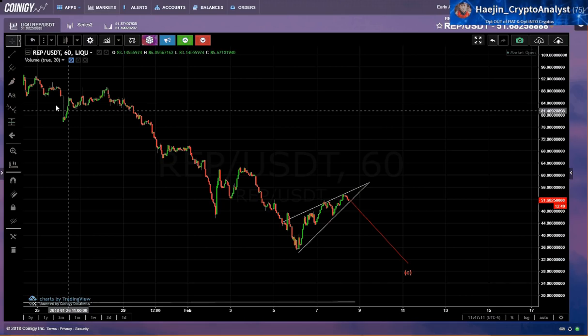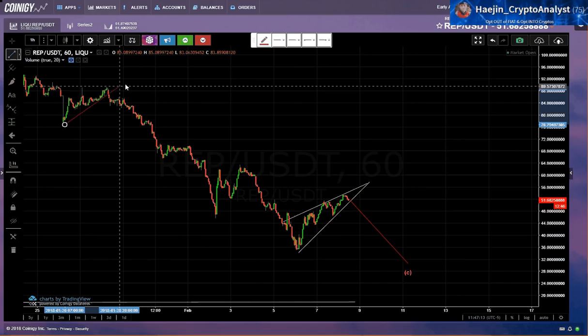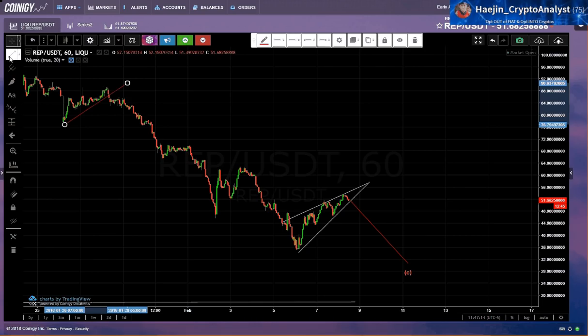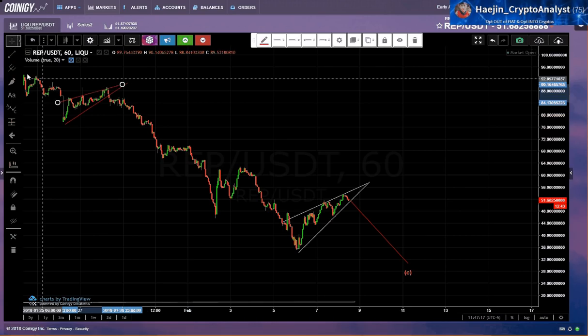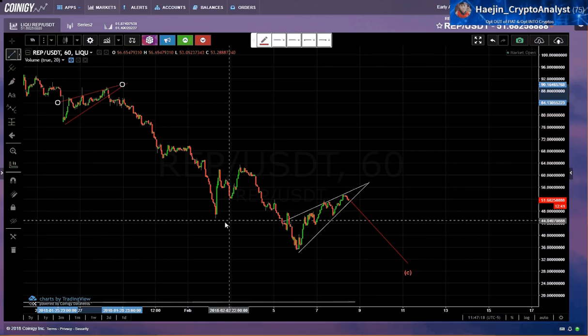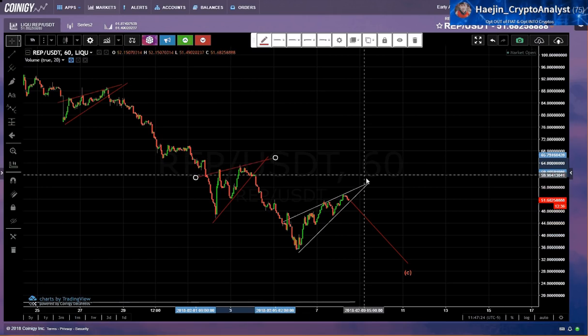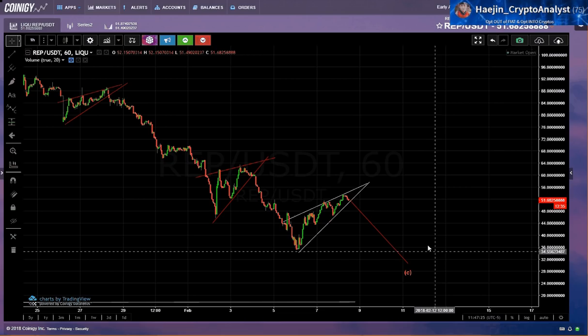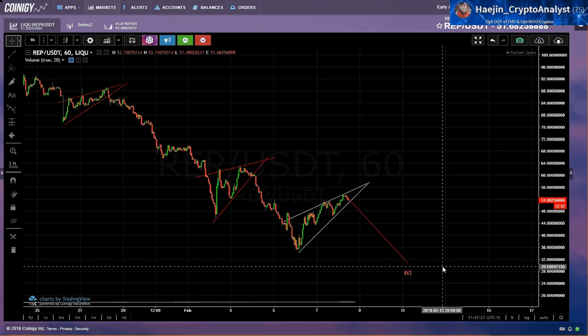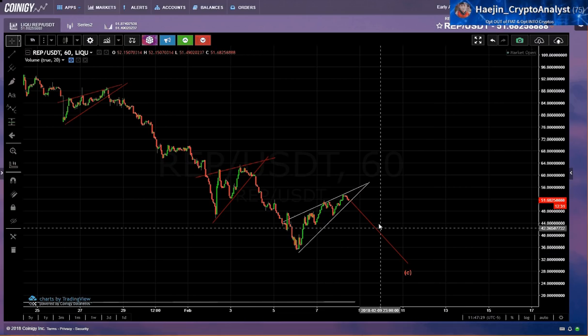If you look at it here as well, same thing happened. Look, very similar in fractals. That too. So I think there's a strong likelihood for REP to have one more lower low.